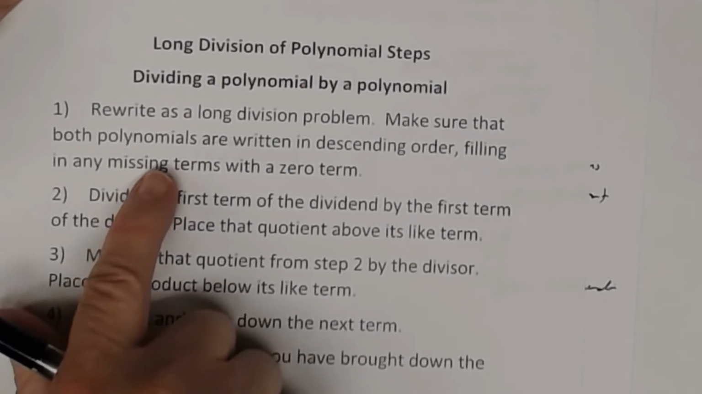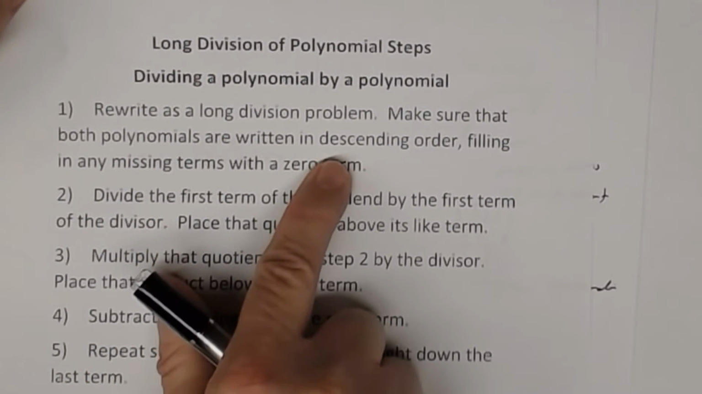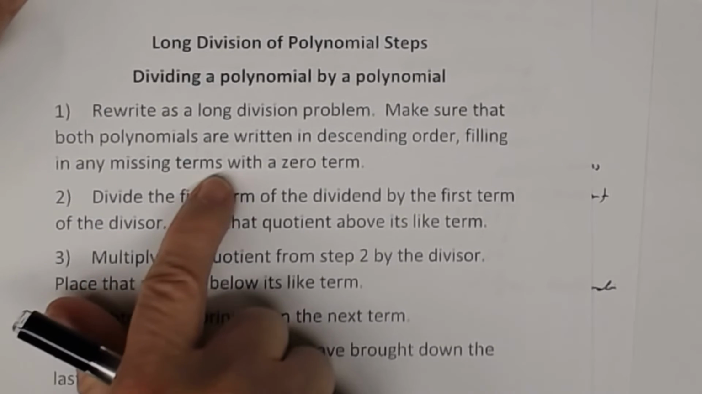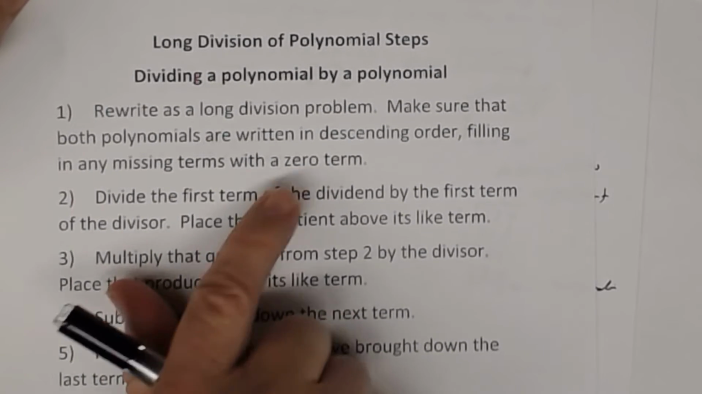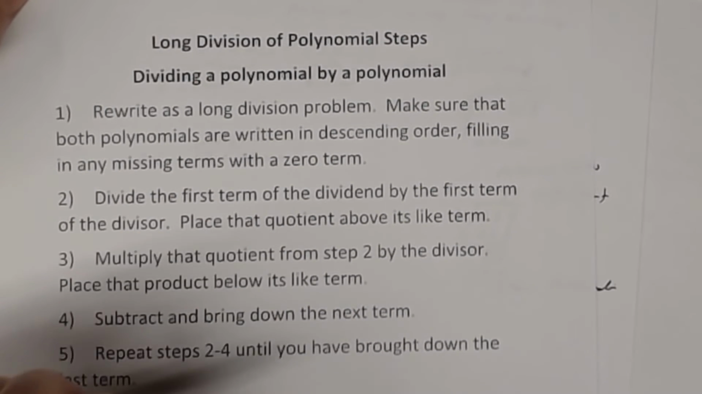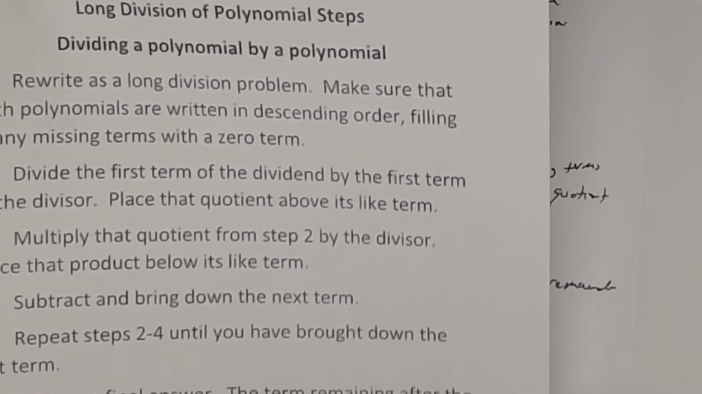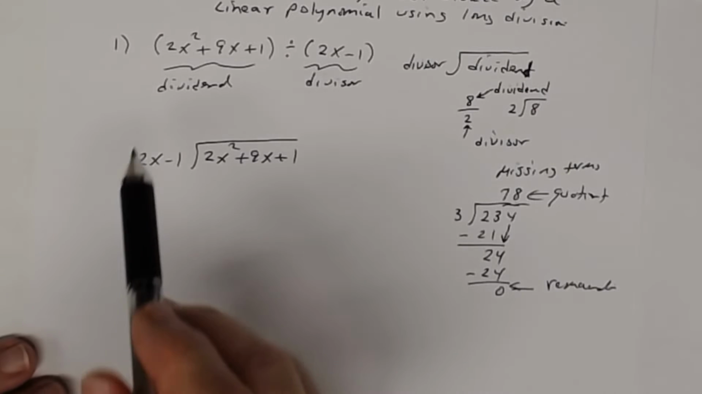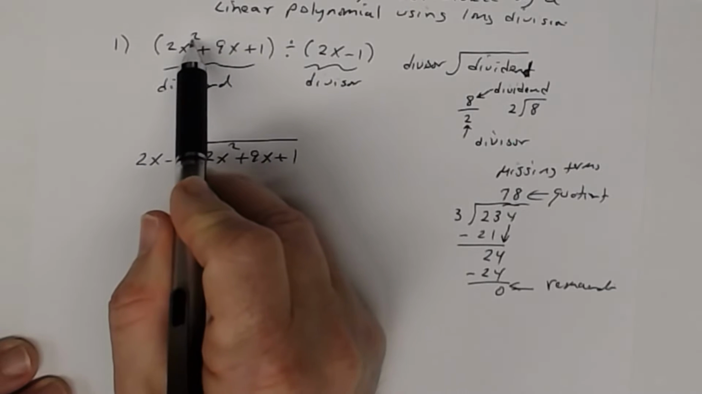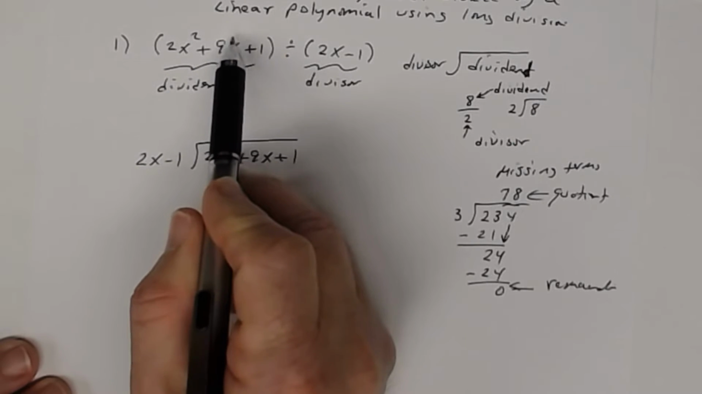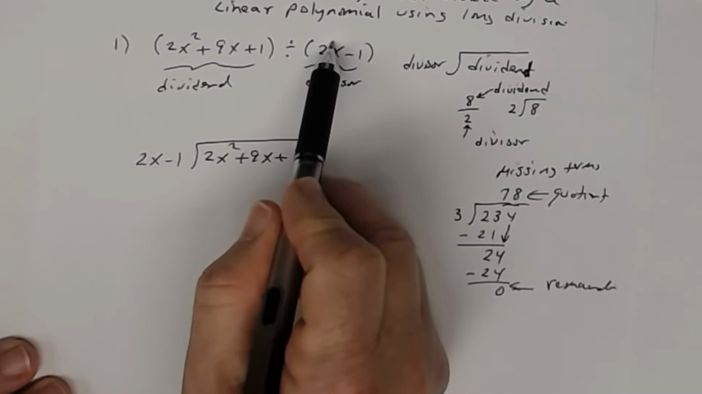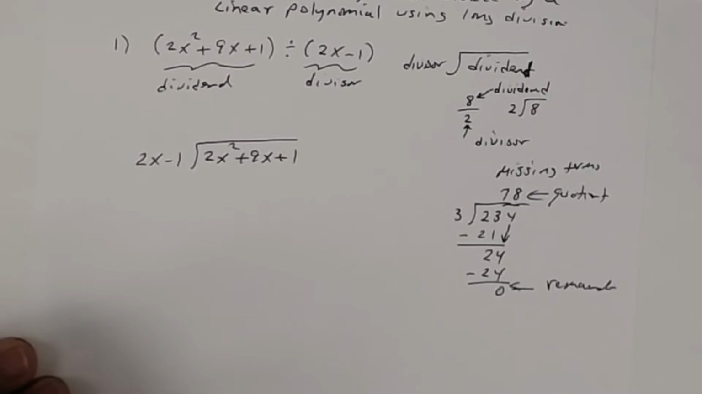Then make sure that both polynomials are written in descending order, filling in any missing terms with a 0 term. But remember, for us, there are going to be no missing terms. We just have to make sure that it's written in descending order. So remember, descending order means to go from largest exponent to smallest. So notice I have x squared, x to the first, and then a constant. So everything is written in descending order. All right, so that's the first thing you have to do.